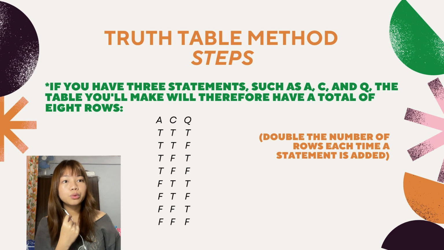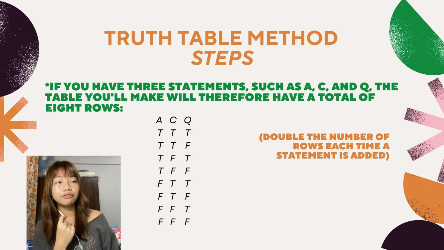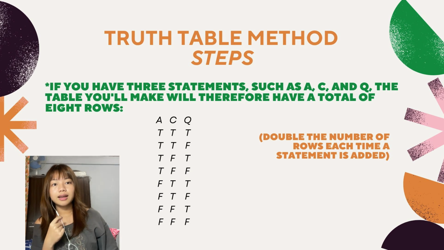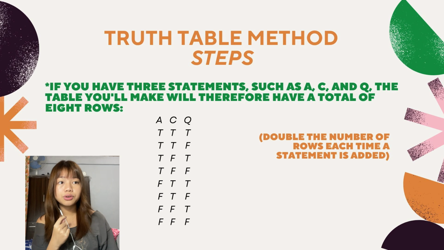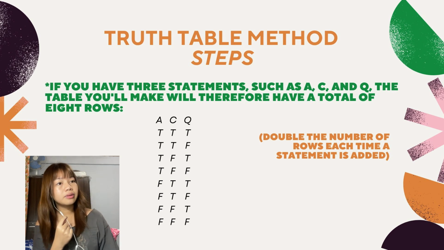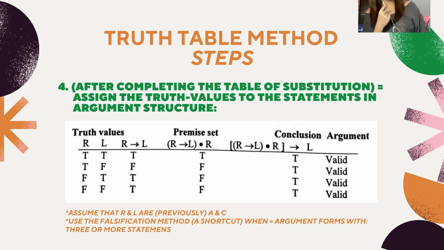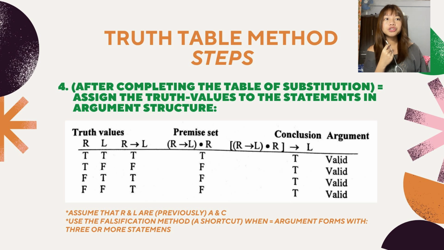Also, take note that we double the number of rows each time a statement is added, such as if you have 3 statements, such as A, C, and Q, the table you'll make will therefore have a total of 8 rows. This also means that 4 statements make 16 rows, 5 makes 32, 6 makes 64, 7 makes 128, and 8 statements make 256 rows, and so on. And finally, for the fourth step, after completing the table of substitution, we assign the truth values to the statements in argument structure.